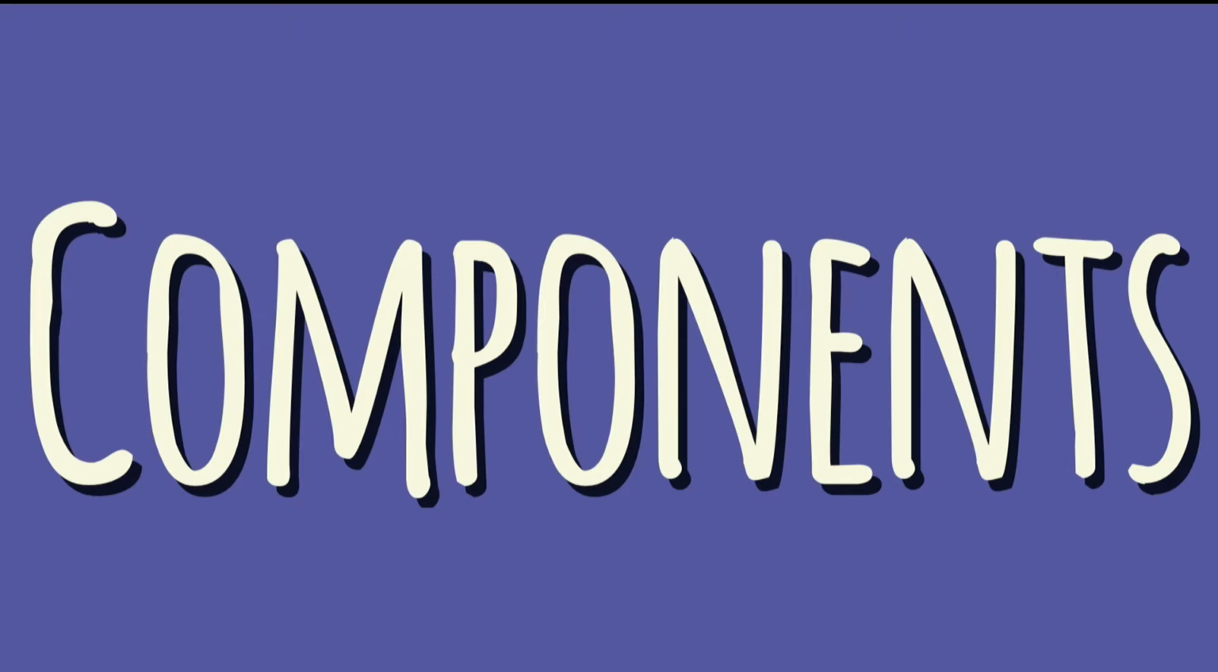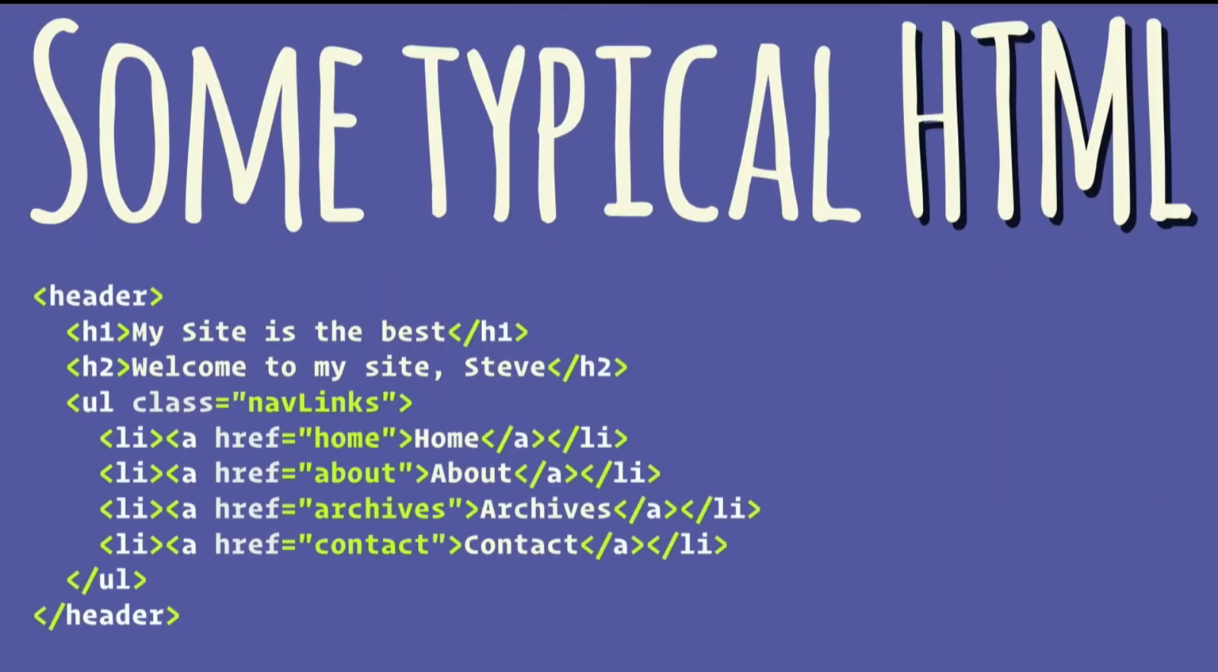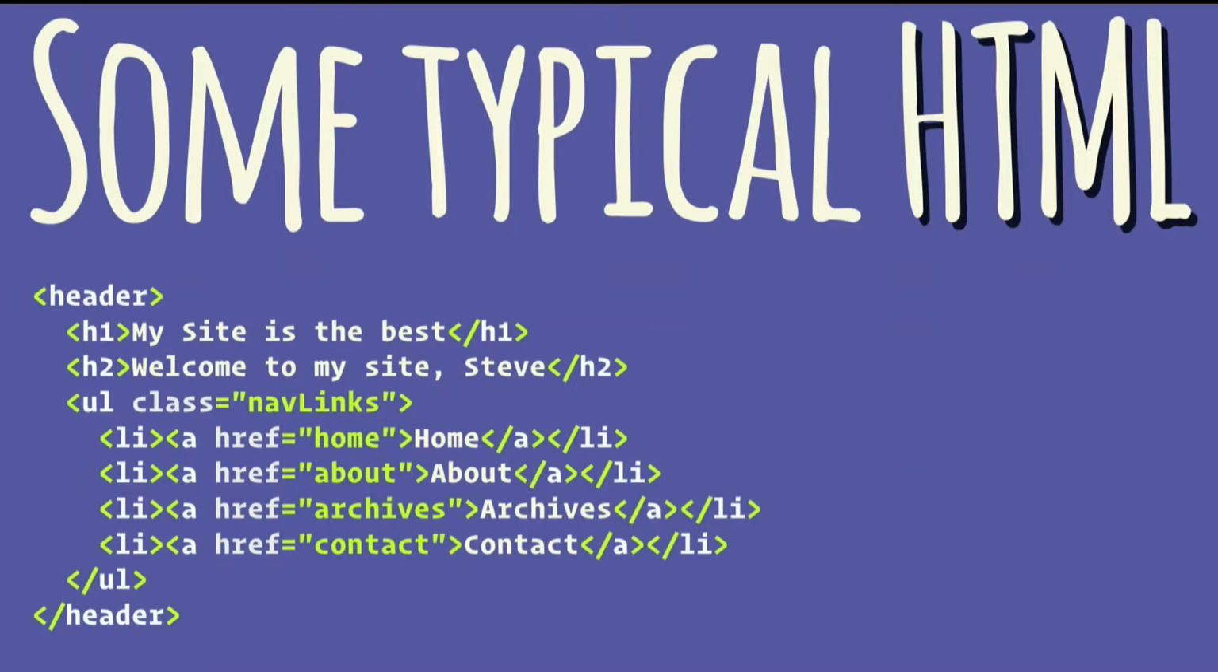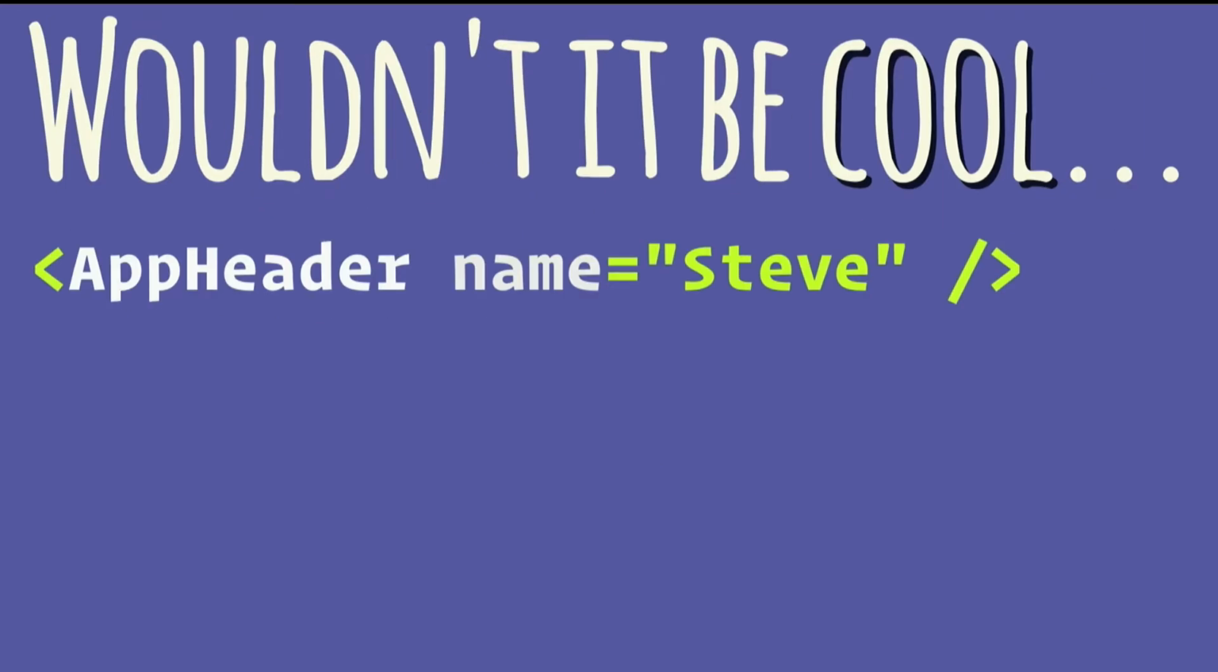So what the heck's a React component? This is some HTML, right? Pretty simple. Wouldn't it be cool if you could replace that entire thing with just this? This whole thing, that's just the header. And that's going to be on every page. So wouldn't it be cool if we could just say this? We could just make a custom element called app header and pass in the name that we want as an attribute, almost like an argument to a function. Well, that's kind of the idea.